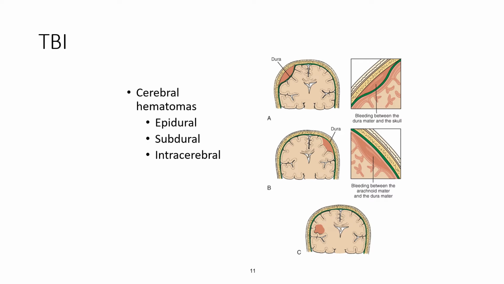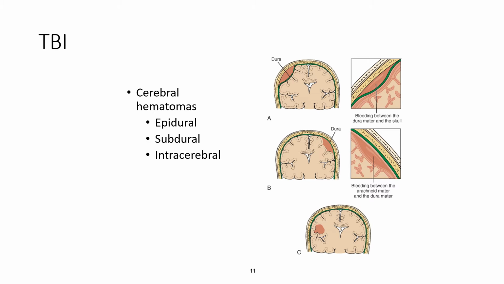With respect to TBIs, we have three major types of cerebral bleeds or hematomas. That is epidural, subdural, and intracerebral. And again, these depictions here should show you hopefully a little bit more detail as to exactly where the bleed is. So if you look to that very thin dura layer, a bleed that is above that is epidural, and a bleed that is below the dura is a subdural. And then intracerebral, which you see in C, the lower image there, is a bleed that is occurring somewhere in the brain tissue itself.